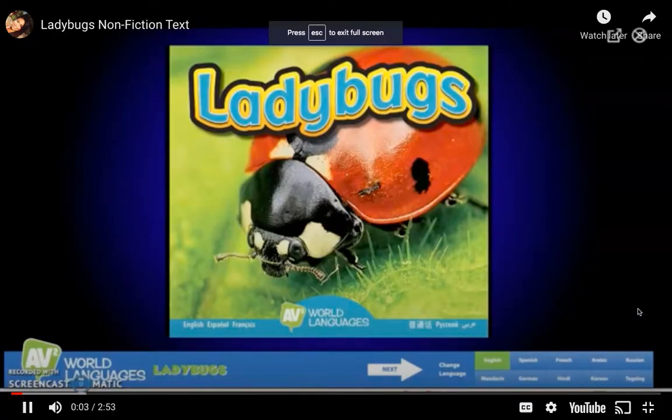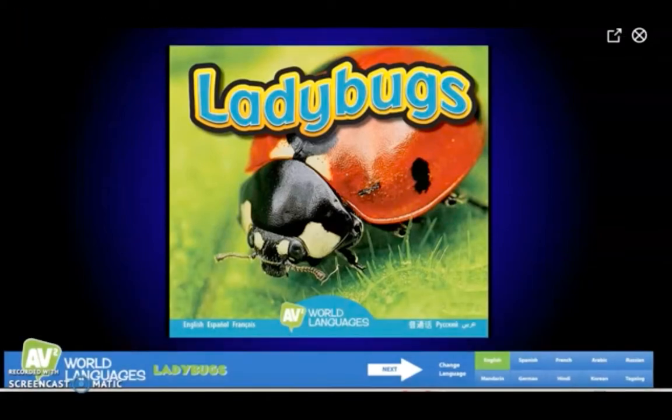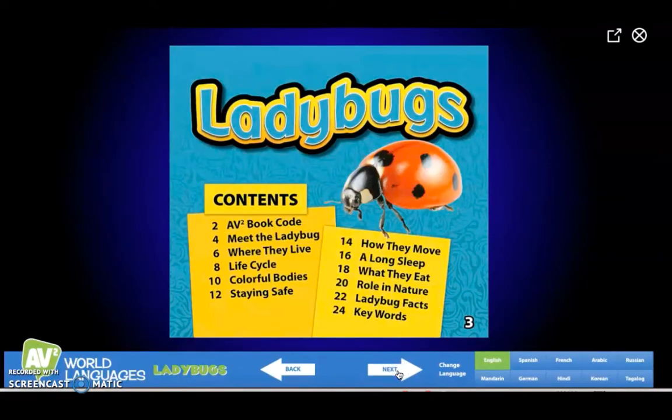Hello, boys and girls. Miss Calhoun here, and today we are going to read a nonfiction book called Ladybugs. And I can tell this is a nonfiction book because it's a real picture of a real animal, or a real insect. On this page is a table of contents, and each number you see is a page of the book. Contents means something that it's filled with. So this book is filled with information about ladybugs.